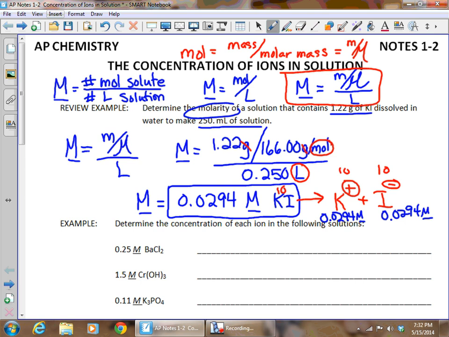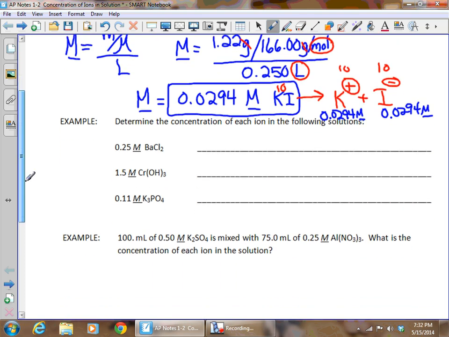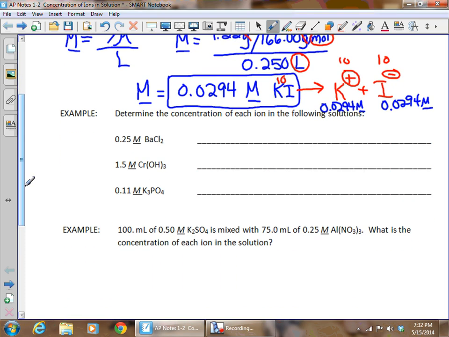What if we've got a situation like the next example? In this case, we've got barium chloride. The first thing you've got to do is to decide how many of each ion you have. And in this case, we have 1 barium ion, and look up your charge on barium. Remember, it's a 2+. So we've got 1 barium ion. We've got 2 chloride ions.